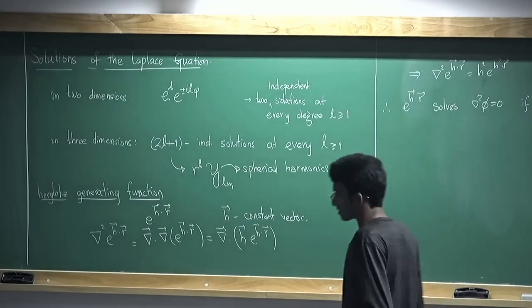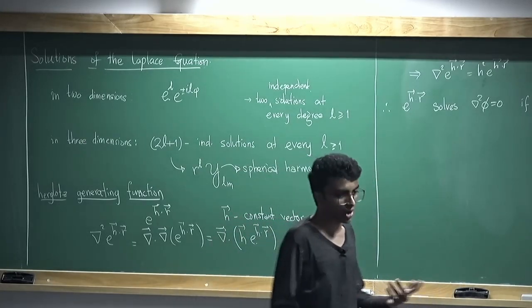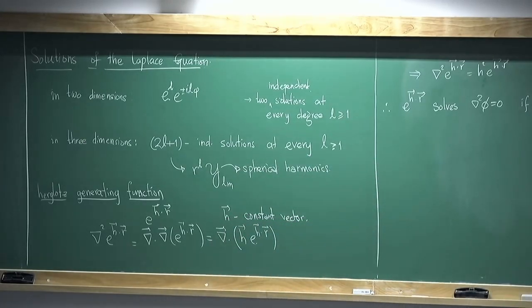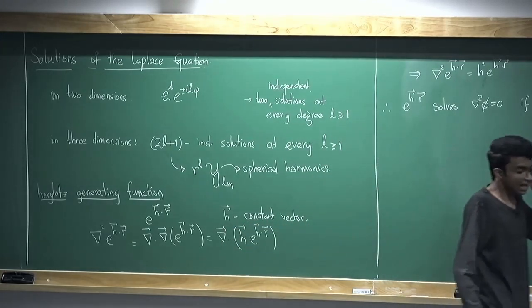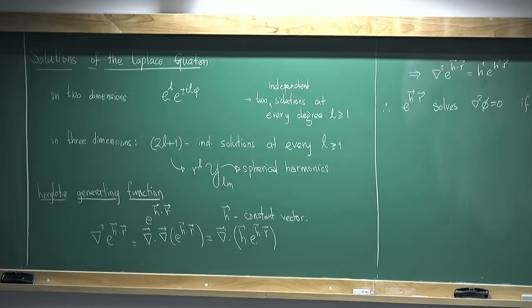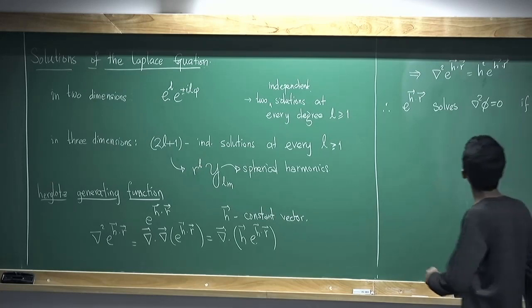And e to the h dot r, when h is 0, is just 1, and 1 is obviously a solution of the Laplace equation, so we've learned nothing new. But notice that I never told you where h is valued, right? So if you take h to be complex, h squared equal to 0 is not so constraining. It still leaves a full set of solutions. Now that's what we will do.